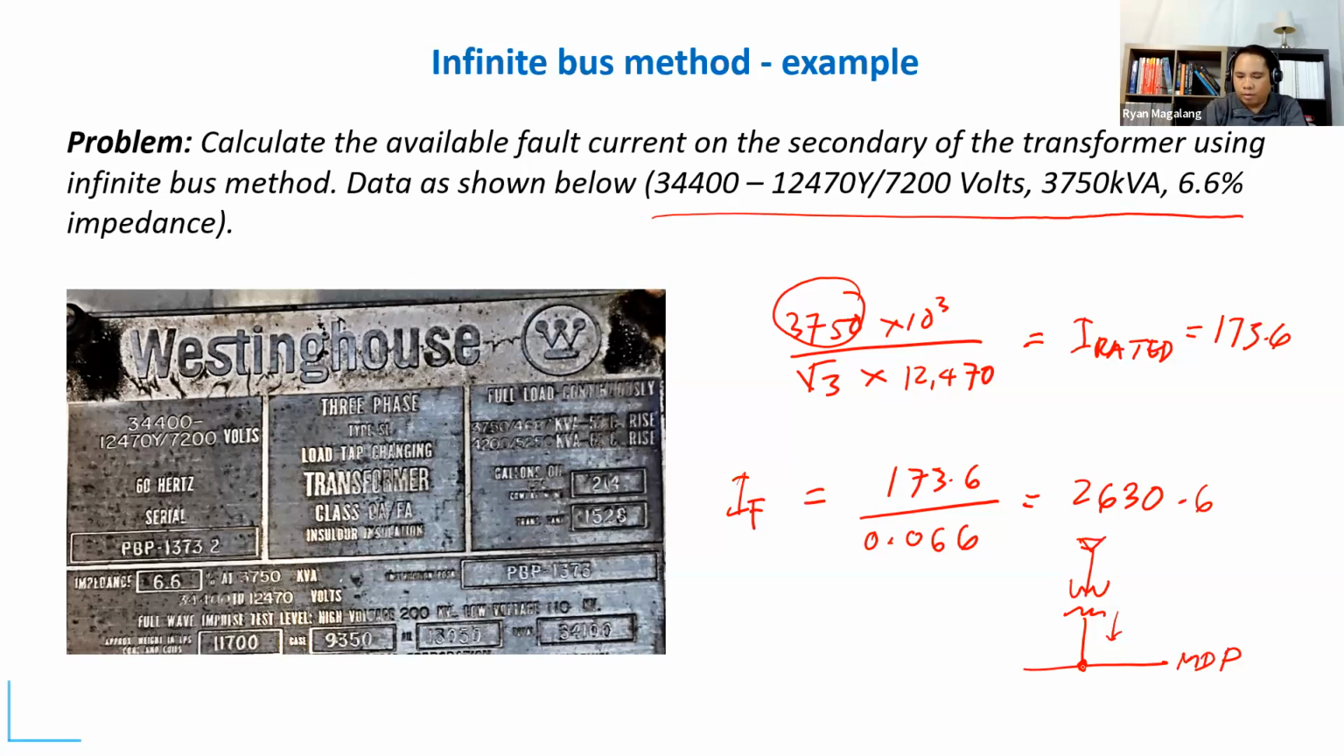But on the other side, like I mentioned earlier, do note that utilities over time tend to increase their capacity, which means increasing the fault level at that point.